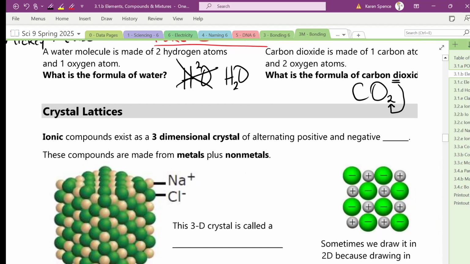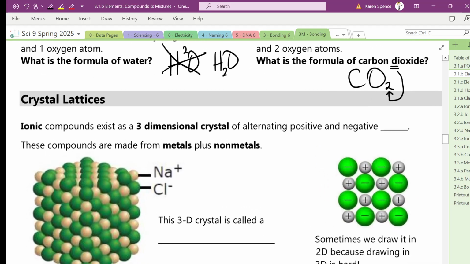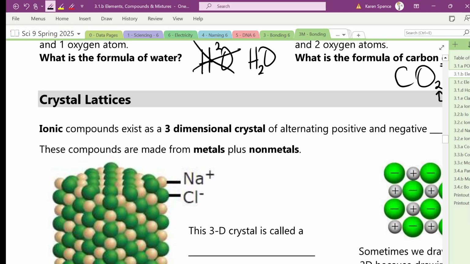We're going to just start on this and then I'm going to give you time to work on your reviews. Okay? Crystal lattices. Up till this point, what types of elements have we been bonding together? Non-metal and non-metal. Now we're going to bond metal plus non-metal. Okay?